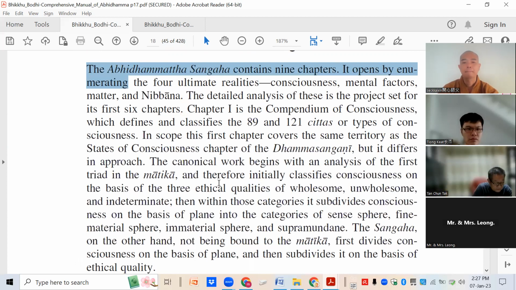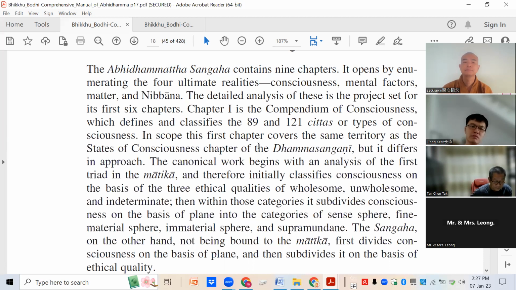Outline of the Sangaha. The Abhidhammattha Sangaha contains nine chapters. It opens by enumerating the four ultimate realities: consciousness, mental factors, matter, and Nibbana. The detailed analysis of these is the project set for its first six chapters. Chapter 1 is the compendium of consciousness, which defines and classifies the 89 or 121 cittas, or types of consciousness.